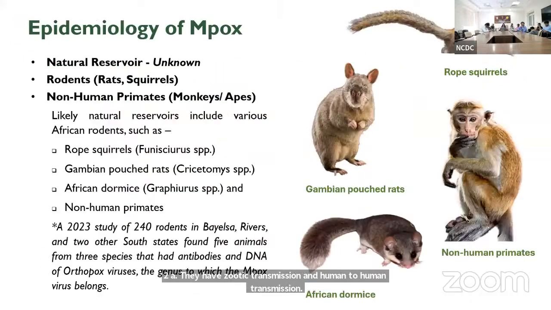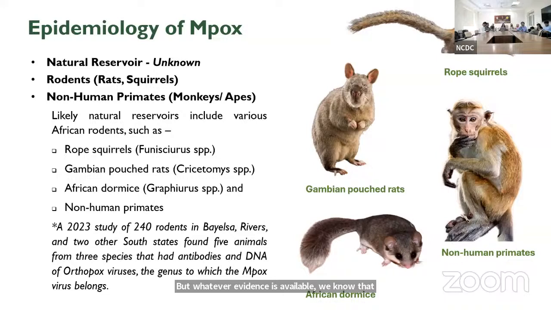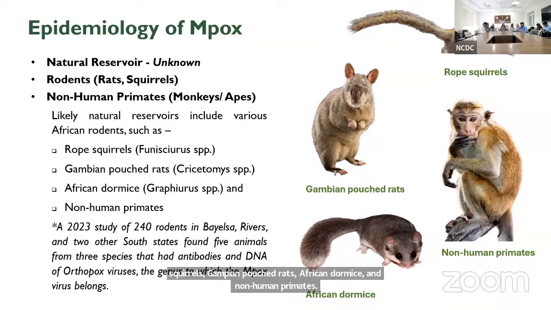If we look at the reservoir host, there are still many gaps in the knowledge, but whatever evidence is available, we know that the rats, squirrels, and non-human primates, that is monkeys and apes, are found to be natural reservoirs of this virus. Rope squirrels, Gambian pouched rats, African dormice, and non-human primates. So these are the major reservoirs for the virus.